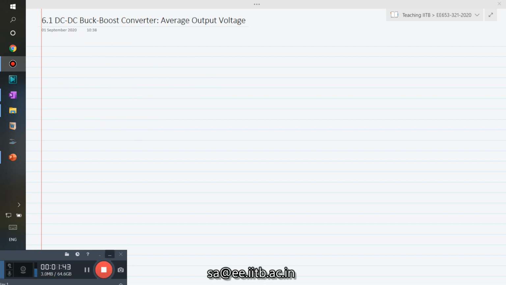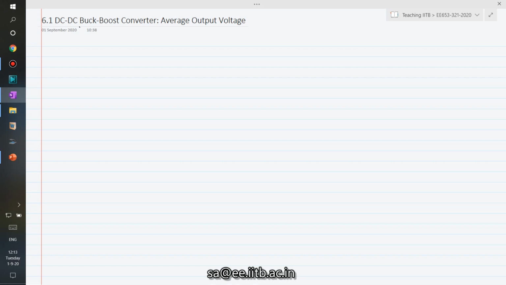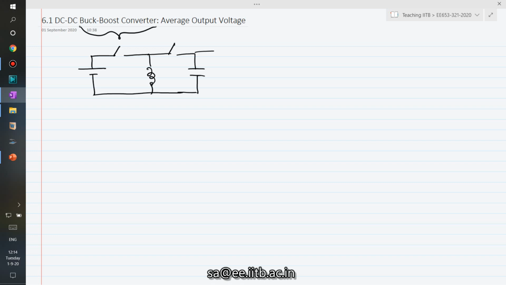So let's talk about the DC to DC buck boost converter. This is how the converter looks like. You have a load resistance, inductor, switch S1, switch S2, input source Vin, output voltage Vo. Right? Now how does it operate?